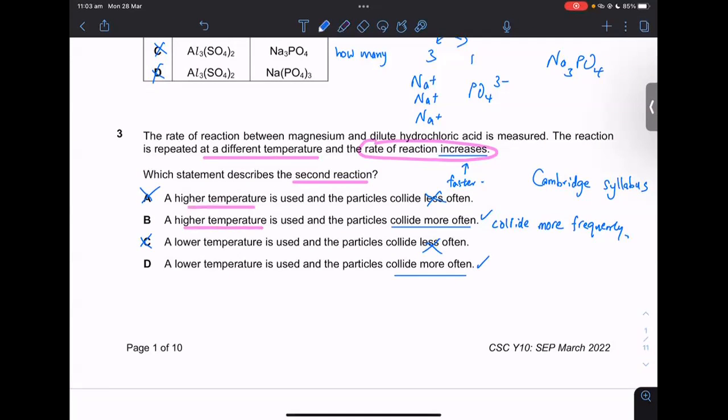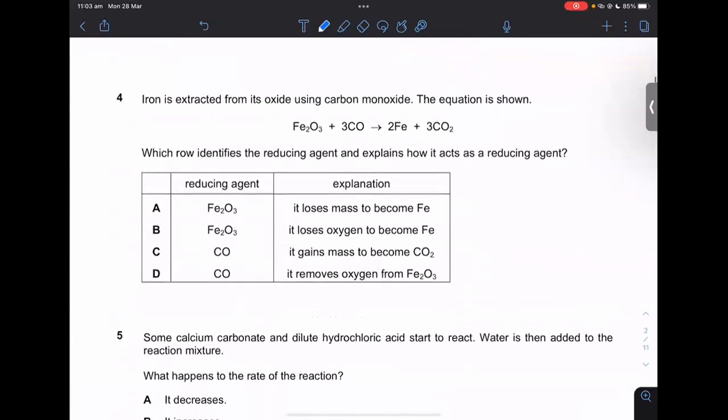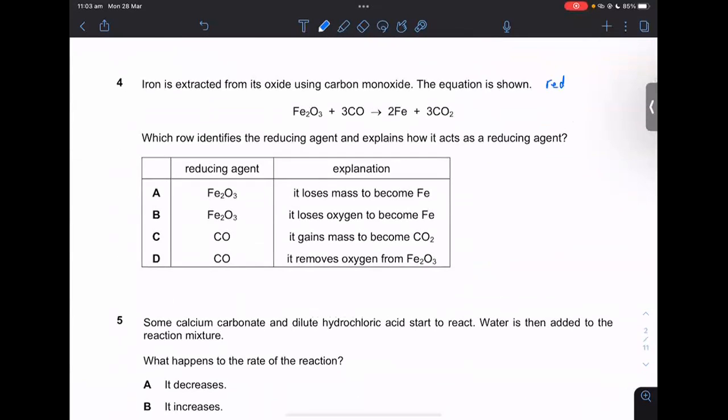Without further ado, you know that B is definitely the correct answer and not D there, because D is lower temperature.